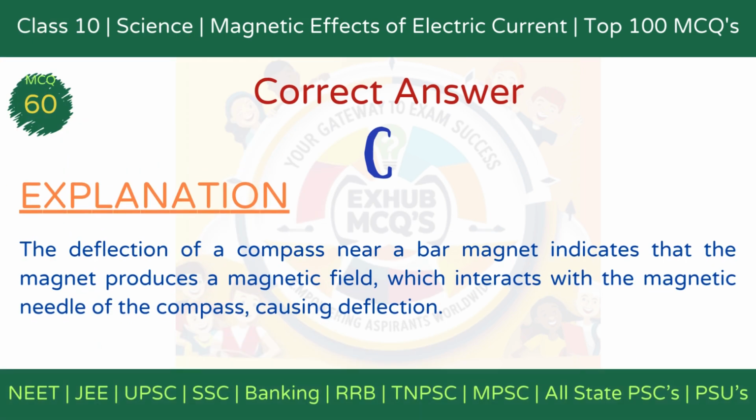The correct answer is option C, the magnet produces a magnetic field. Explanation. The deflection of a compass near a bar magnet indicates that the magnet produces a magnetic field, which interacts with the magnetic needle of the compass, causing deflection.